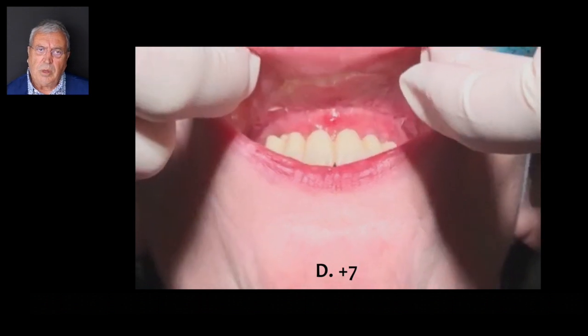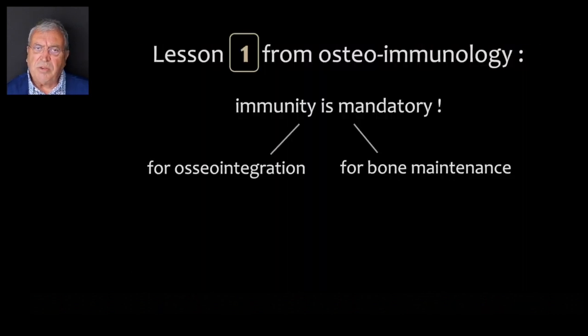So, we can go to the lessons. What is the first? Immunity is mandatory. If you want osseointegration, if you want to maintain the bone, and if you want to reduce the complication rate.